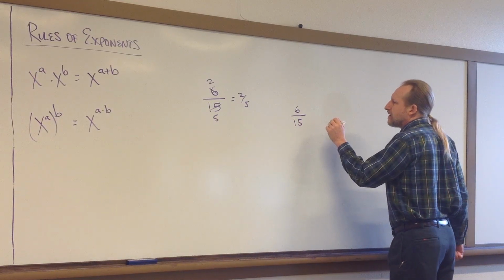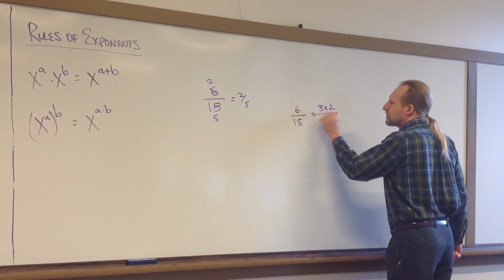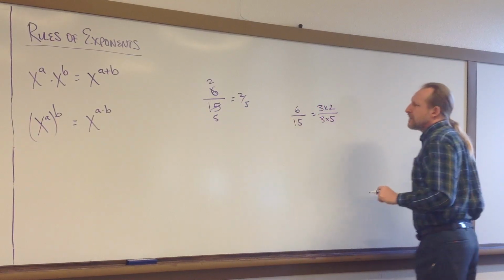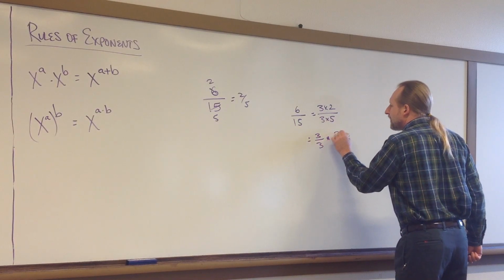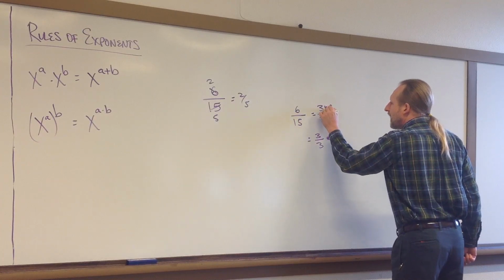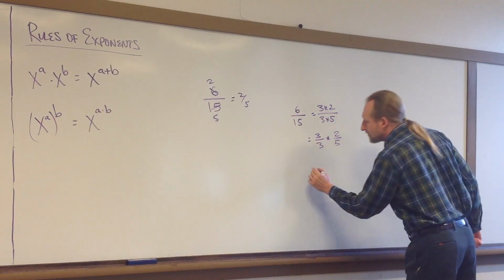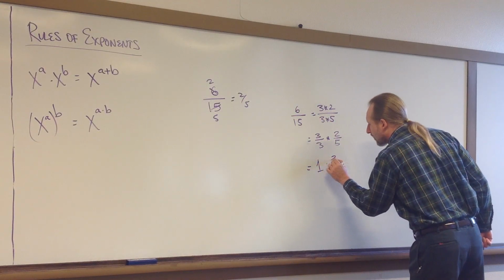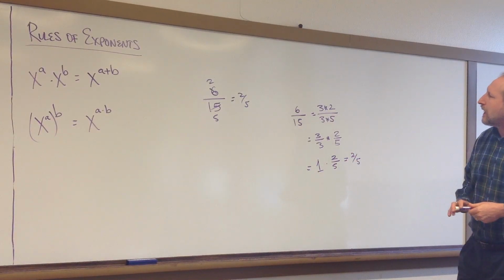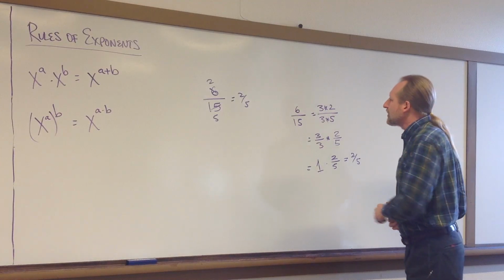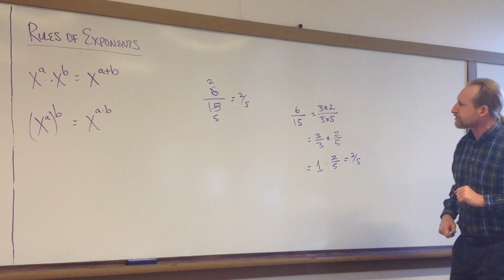Because what's happening here is that the 6 is 3 times 2, and the 15 is 3 times 5. So this is actually 3 over 3 times 2 over 5. That's why this is equal to 2 over 5, because the 3 over 3 is actually 1. And there we go, 2 over 5. So that's the whole process of reducing a fraction, is to take out this redundant factor of 1 here, okay?